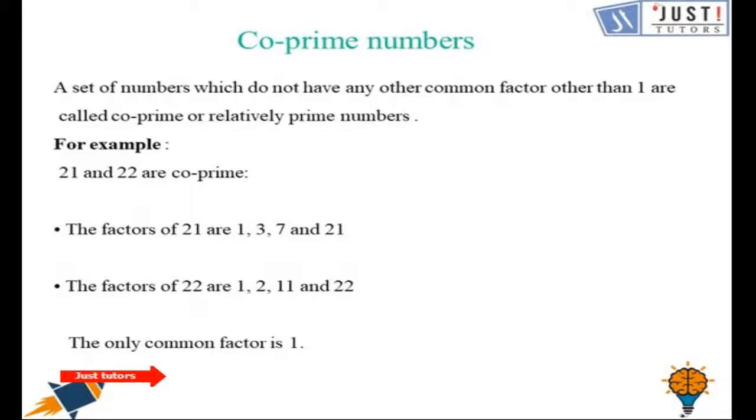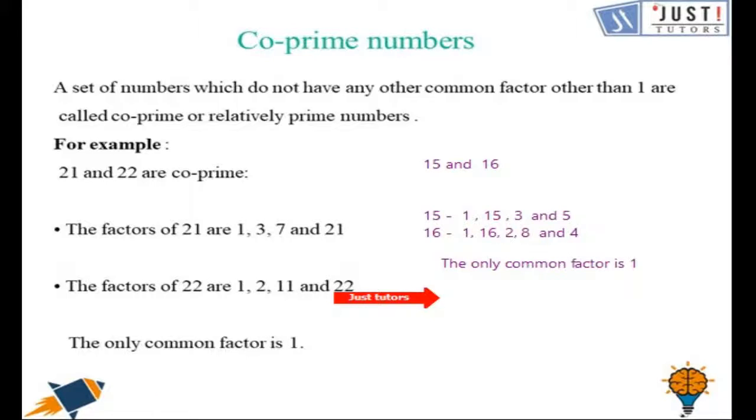You can think of one more pair of numbers which are coprime, so take your time and give it a try. We can say that 15 and 16 are coprime as well, because if we look at the common factors between 15 and 16, 1 is the only common factor between these two numbers.